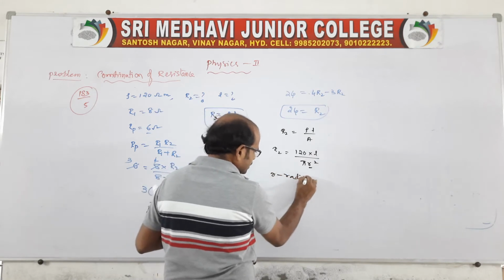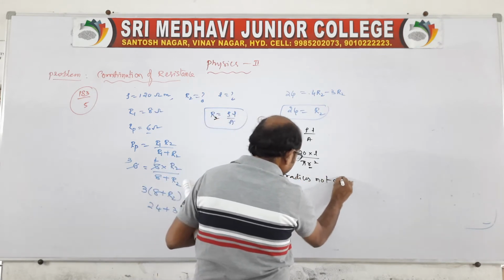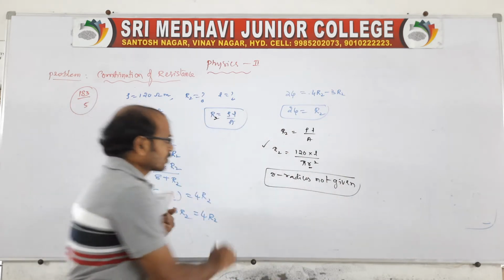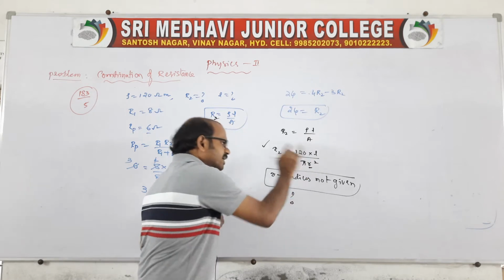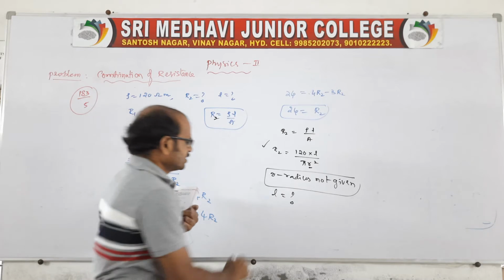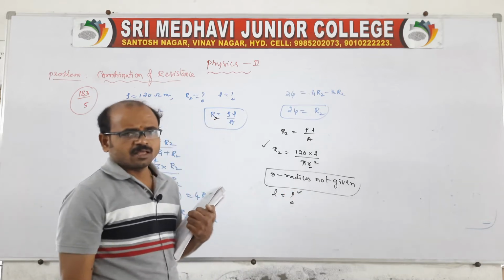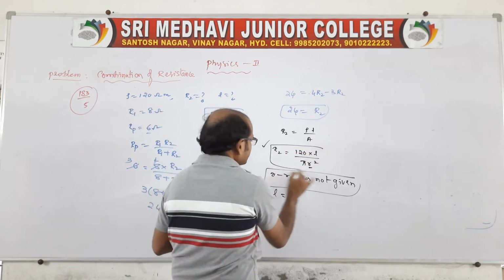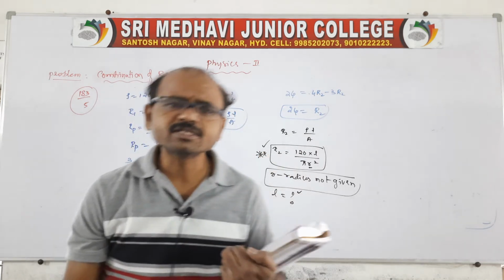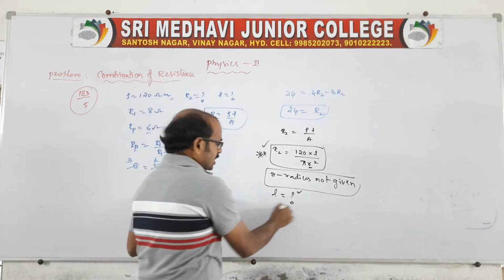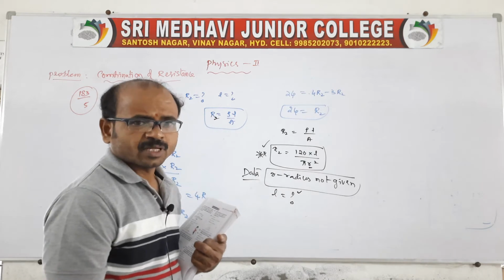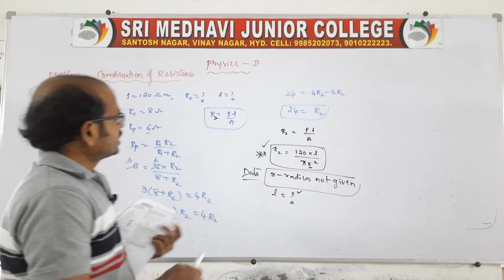Look into the question: the radius is not given. Therefore the data is insufficient, so we cannot get the L value. If the radius of the wire were given in the question, then we could get L. But unfortunately the radius is not given, so we cannot find it. You write there like that only: data is insufficient. So this is the answer to the given question.